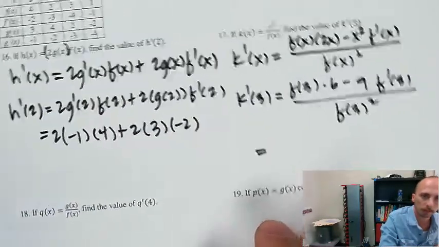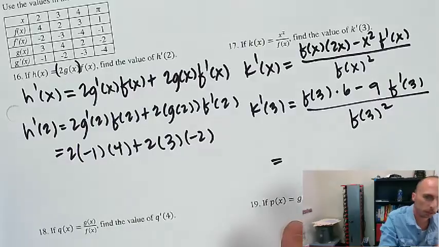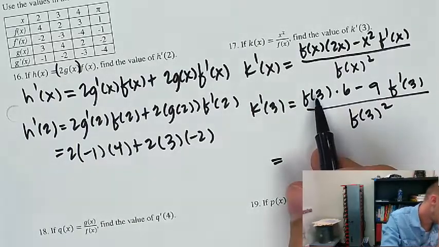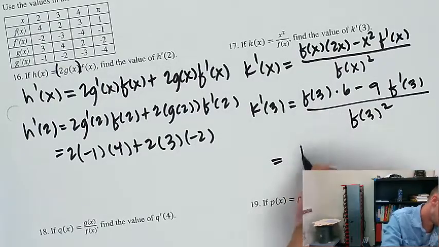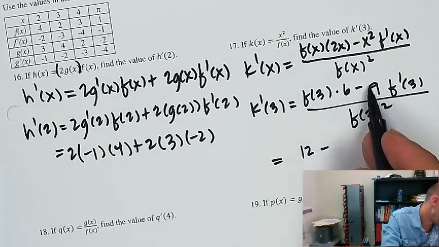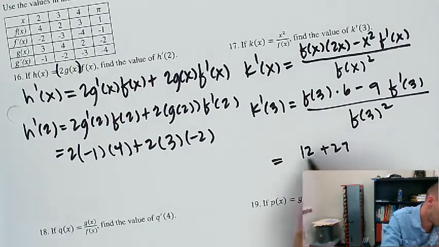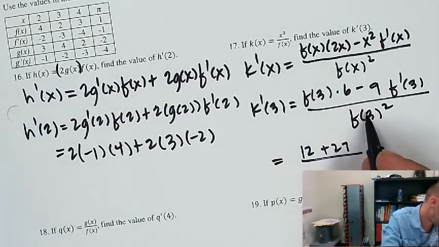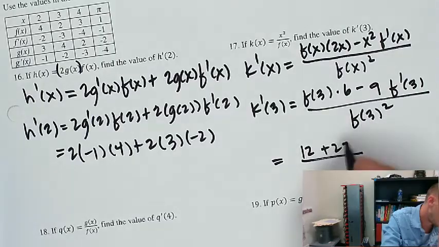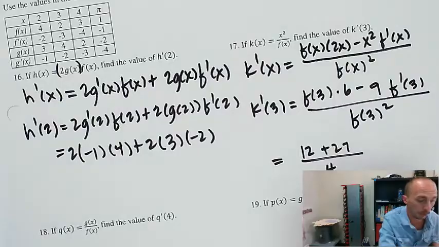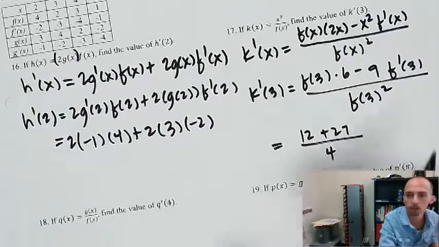All right, I realize I've gone off the shot. All right, there you go. F of 3, that's 2 times 6 is 12, minus 9 times f prime of 3 is minus 9 times negative 3 is plus 27, divided by f of 3 squared, that's going to be 2 squared. Okay, so 39 over 4. It's a nice rational number.